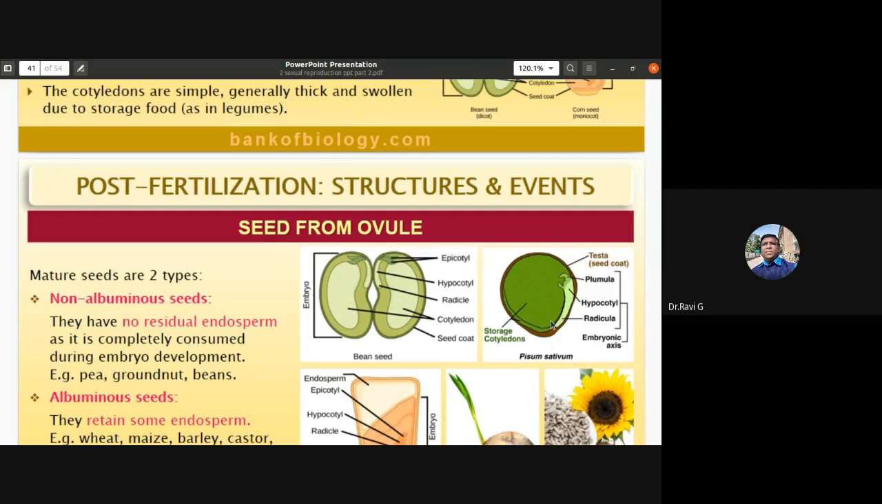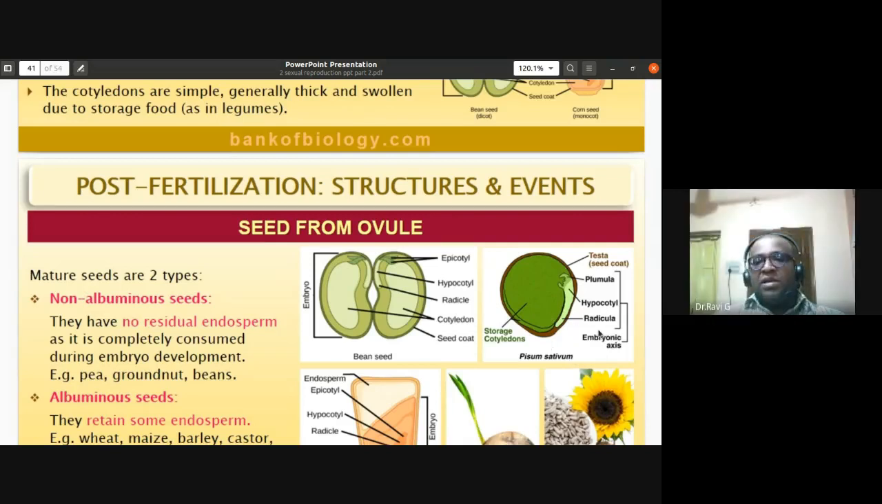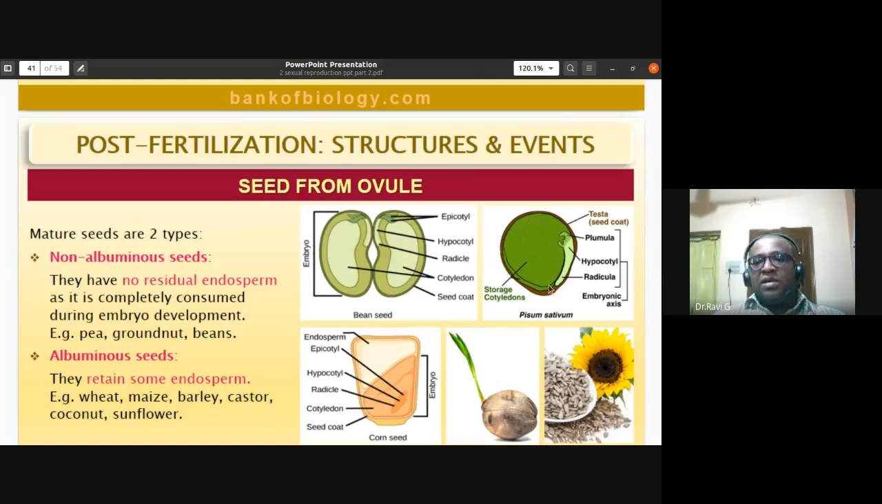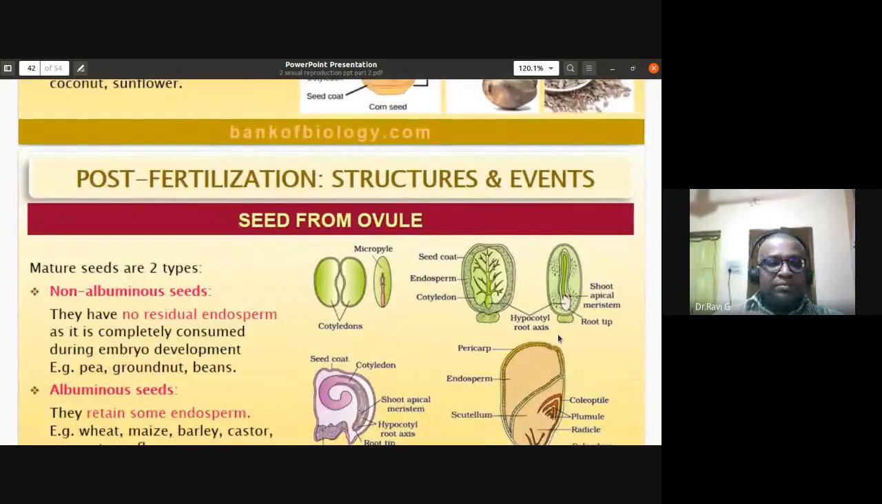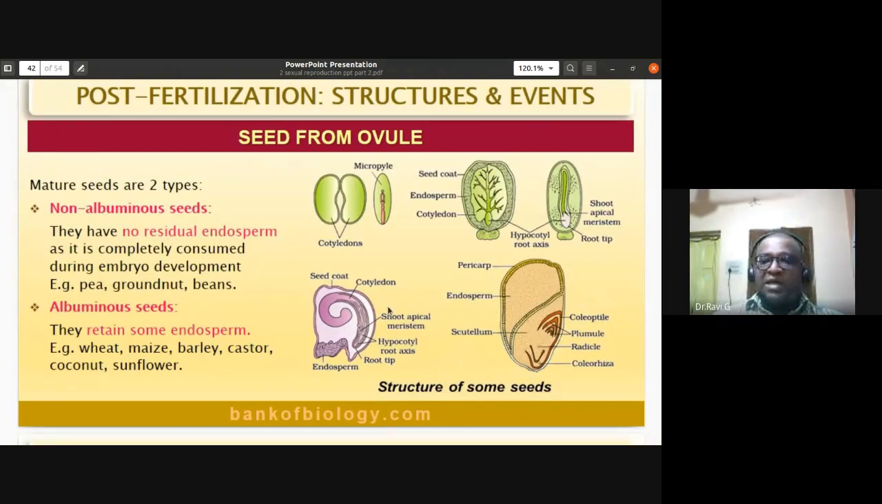You have this diagram. Pisum sativum, that is batani. In it, there is no endosperm. They are completely used by the developing embryo. In maize, you can see the endosperm. And here in the coconut, the sprout has formed. The coconut also has this endosperm even after the embryo has developed. The sunflower also has seeds with endosperm. The same definitions are here, but different diagrams have been given.